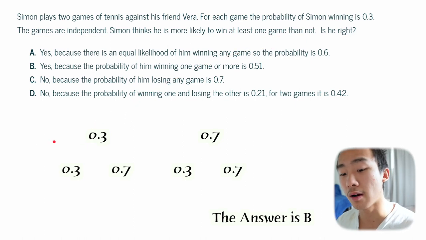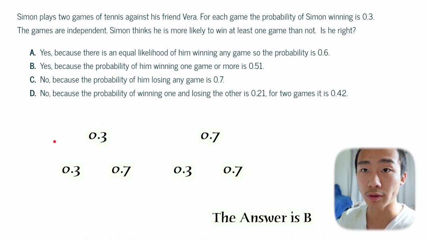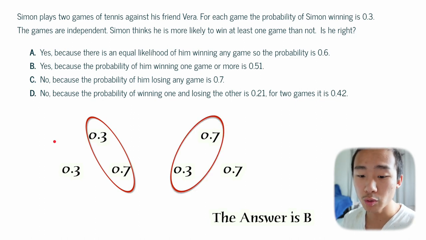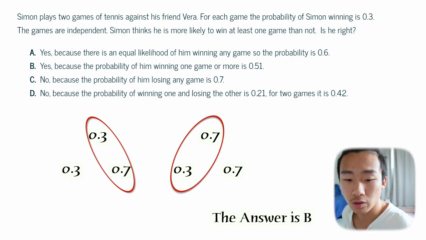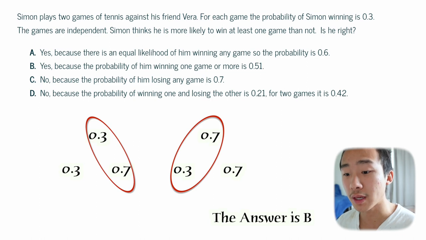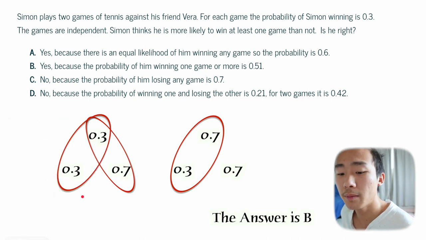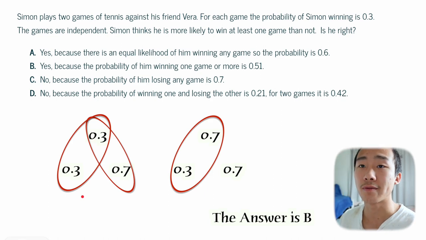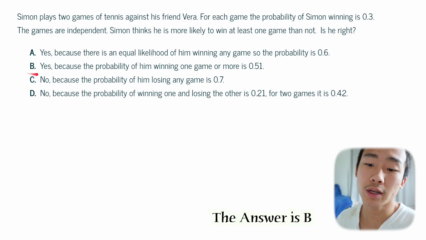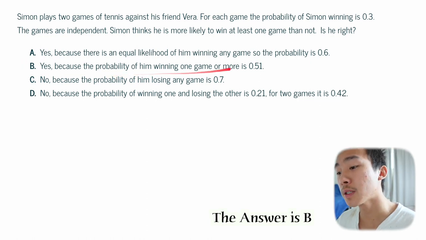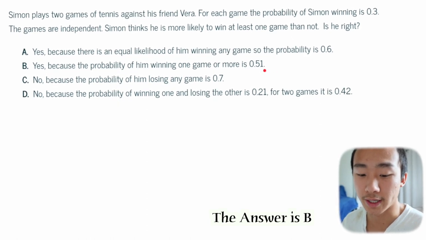The probability of winning one game and losing one game is 0.3 times 0.7 times 2, which gives you 0.42. And the probability of winning both games is 0.3 times 0.3, and that gives you 0.09. So if you combine both, that is 0.51. That's the probability of them winning at least one game. So the correct answer for this one is B, because the probability is 0.51 as we calculated.